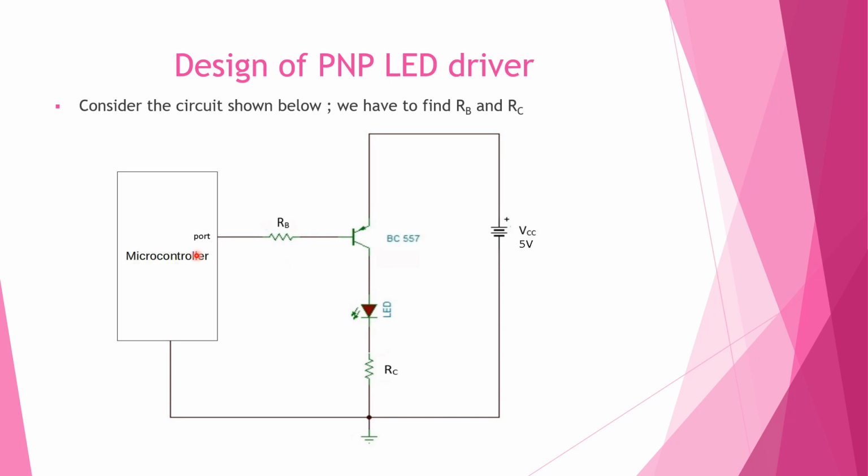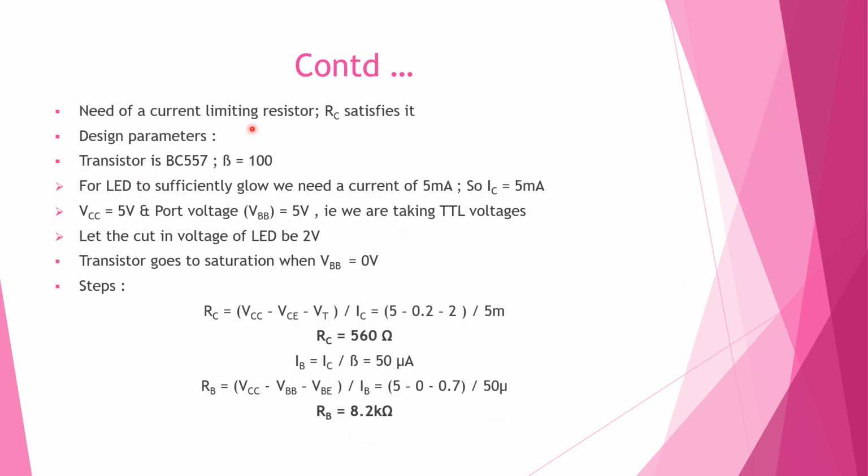At the on condition, this port voltage will be 0. The base voltage will be 0, and IC will be maximum at that time. So the transistor will be on when the port voltage is 0. The transistor will be off when the port voltage is high. So a current limiting resistance RC satisfies it. Design parameters: transistor is BC557 with beta equal to 100. Again for the LED to be sufficiently loaded, we need a 5 milliampere current, that is IC, and VCC and VBB are equal to 5 volt.